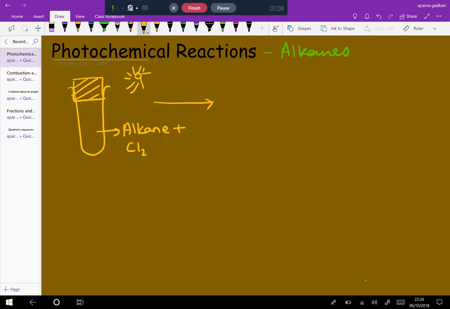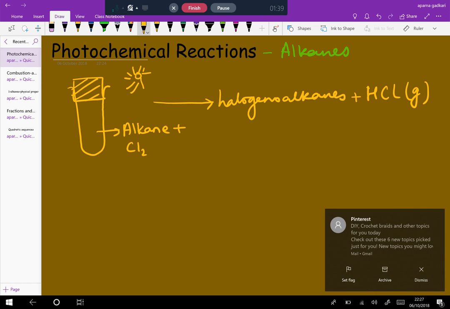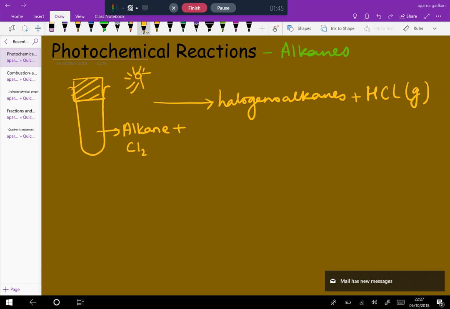So now you will get products which are called halogenoalkanes. I'll explain what I mean by this, and you will also get hydrogen chloride gas. Basically, because this reaction is triggered by light, it is said to be a photochemical reaction, and because each time one hydrogen atom gets replaced or substituted by a halogen atom, this is also sometimes said to be a substitution reaction. Okay, so now let's see what exactly happens in photochemical reactions of alkanes.